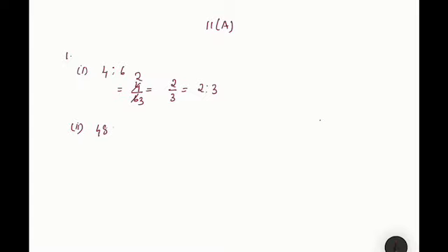Second one, 48:54. How do we do it? 48 by 54, divide by 2, 24 by 27. 24 and 27 again. Let me rewrite that. 24 by 27. So 3 will go 8 times, 3 will go 9 times. So just have a look at this 8 and 9. Is there any common factor for this? No, only 1 is there. So your answer remains as 8:9.